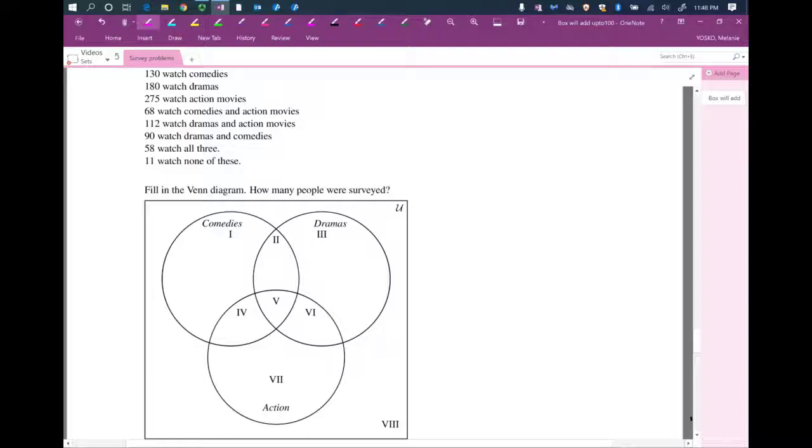Okay, but we need to start filling it in. So 11 watch none of these. Remember when you're doing Venn diagrams, usually you start at the bottom and you work your way up. 11 watch none of these. So what region is that? Well, none is usually everything outside the circle. So if you were to shade it, it'd be all this, right? So none of these is given by region 8. So we have 11 out here.